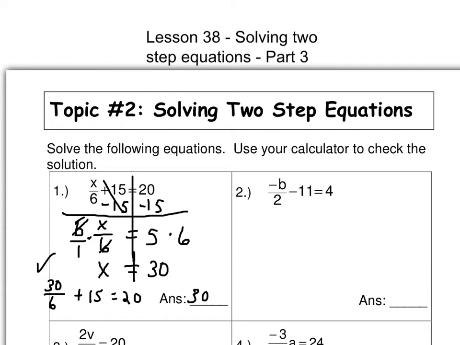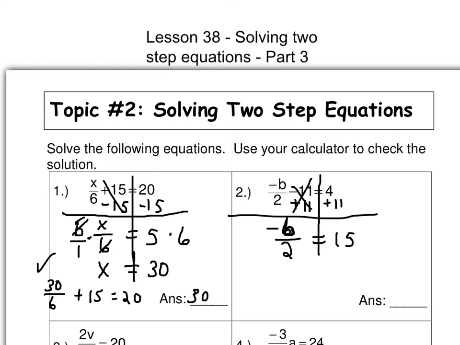Next, I have another problem, so write it down. Again, draw a line, because you have an equal sign, and you have to do the same thing on both sides. So here I have negative b divided by 2 subtracting 11. So first I'm going to add 11 to both sides. This cancels and I get negative b divided by 2, bring that down, an equal sign, bring the equal sign down. 4 plus 11 makes 15.